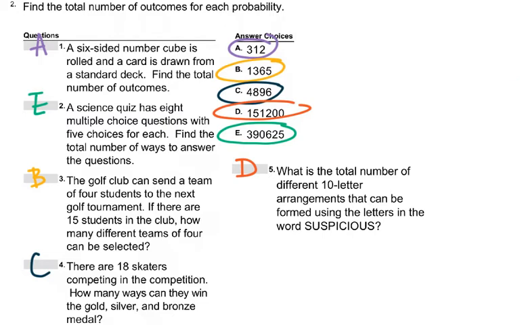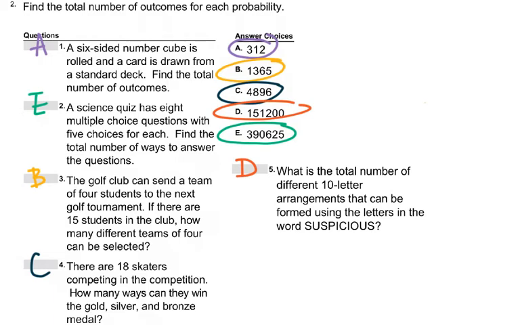Alright, number 3. A golf club can send a team of 4 students to the next golf tournament. If there are 15 people in the club, how many ways can you choose 4? Okay. Alright, so this is a combination because order doesn't matter. You're not picking a first place, a second place. You're just picking 4 random people. So if you do 15 choose 4, you get 1,365.